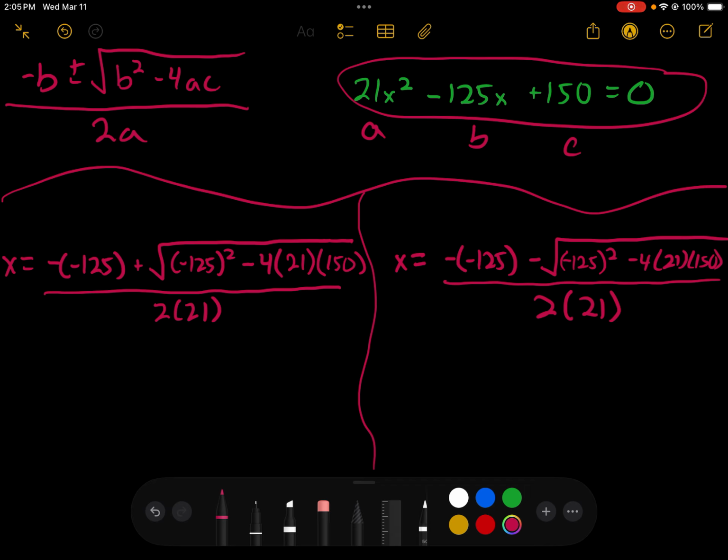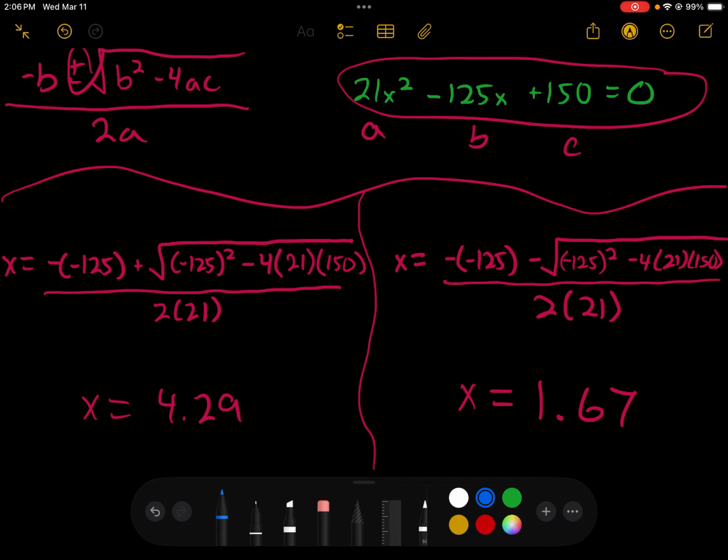Okay, so again, what I have set up here is my two possibilities because of that plus or minus term up top. So we're not going to go through the algebraic rearrangement of that formula or anything. I'm just going to tell you what the answers to those two are. For the one on the left with the addition, we get x is equal to 4.29. And on the right, we get that x is equal to 1.67.